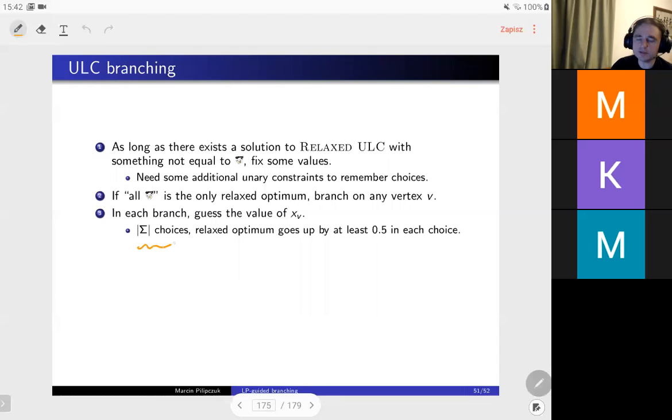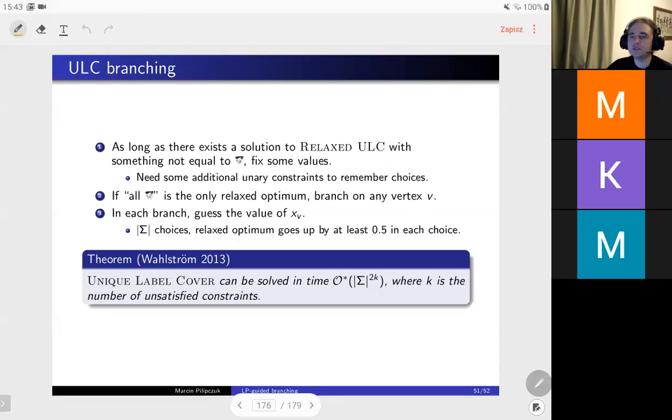And you have got sigma choices because you take this guy and assign one of the sigma values to it. The point is that the relaxed optimum goes up by half in each choice. And this is your gain. So your lower bound, your relaxed LP, goes up by half, and then you do some reductions. This was observed by Magnus Wahlström a few years back, and this gives you an algorithm with running time sigma to the 2k. Because you decrease the budget k, the cut size, by 1, you can decrease it 2k times, and at each step you have got a sigma branching factor.